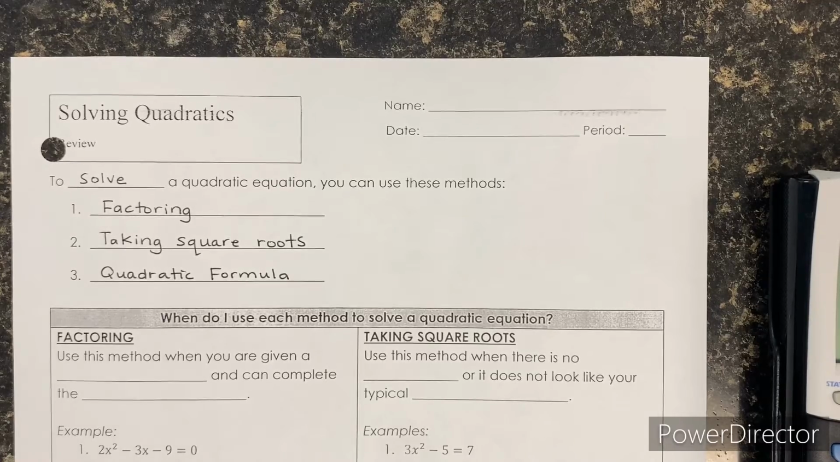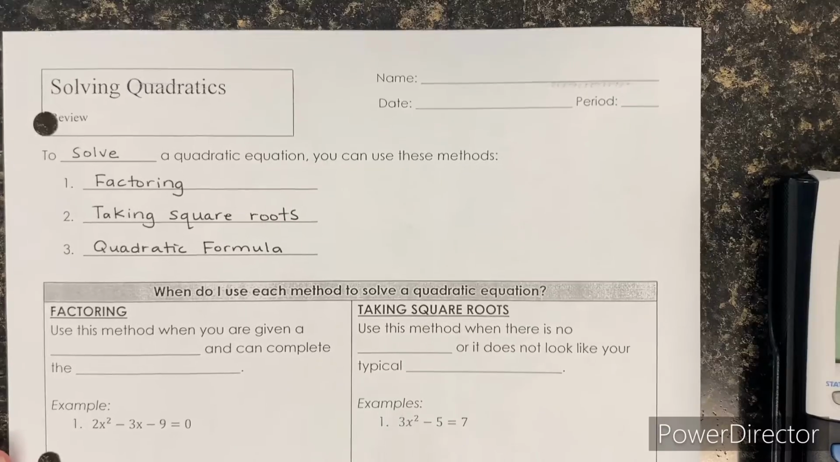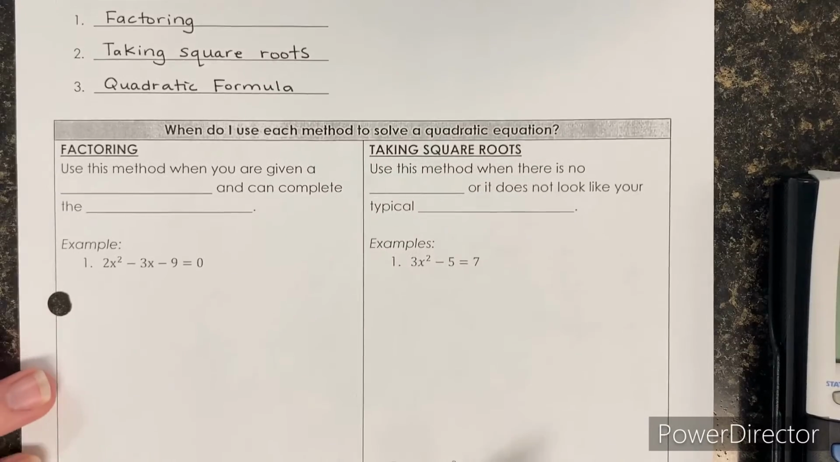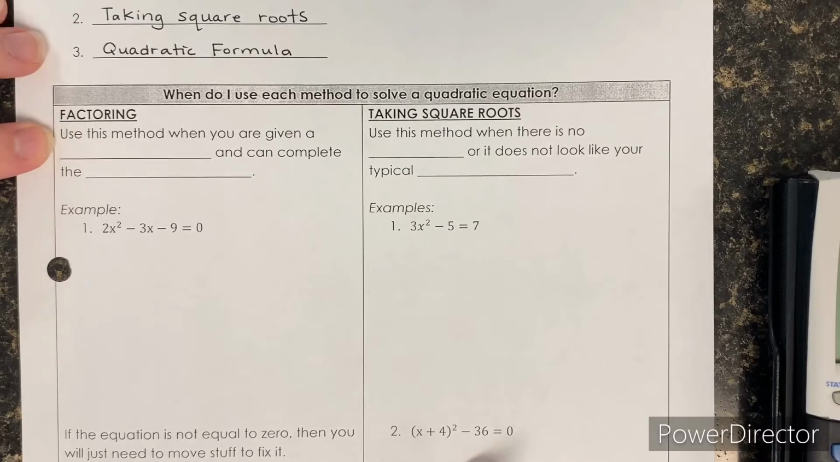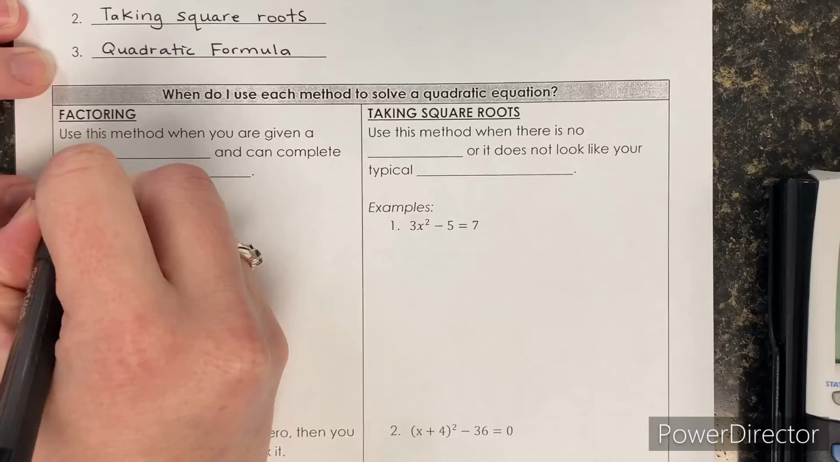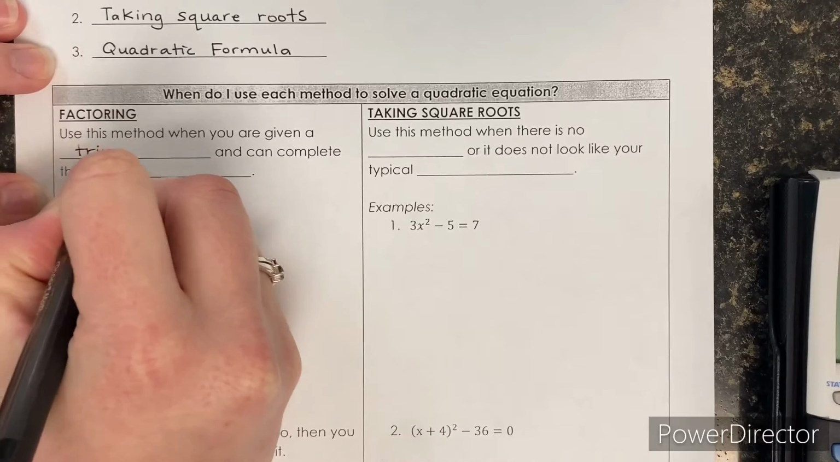So those were the 3 methods that we talked about, and you can only use some methods sometimes, other ones at different times. They're very specific, so we are going to go over them, when you would use them, and then how to use them. So the first one I want to talk about is factoring, because that was the first one that we talked about in class. So for factoring, you use this method when you are given a trinomial.